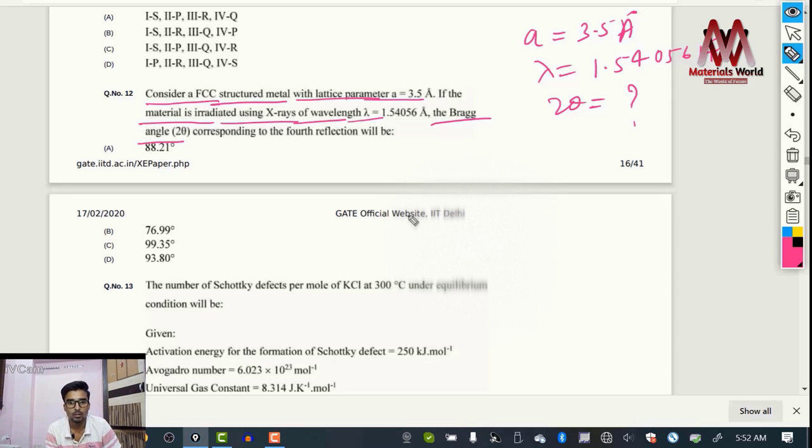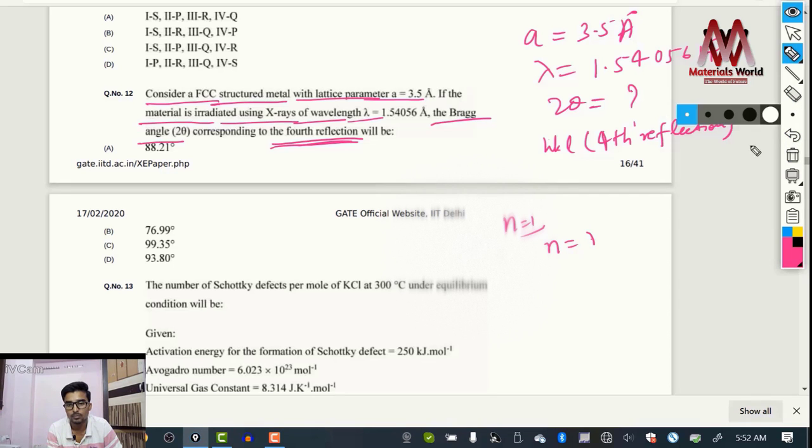2 theta corresponding to the fourth reflection. The reflection or hkl plane is for the fourth reflection. Basically we can solve it by using Bragg's law. We always take first order reflection, that is n is equal to 1, so n lambda is equal to 2d sin theta.